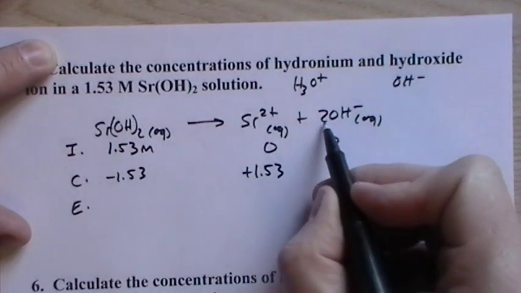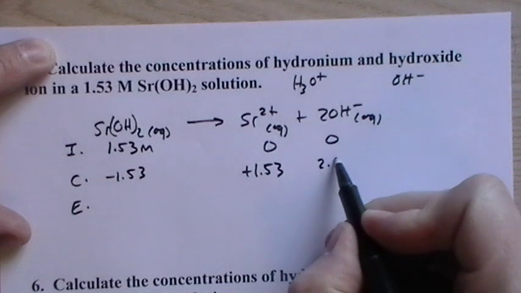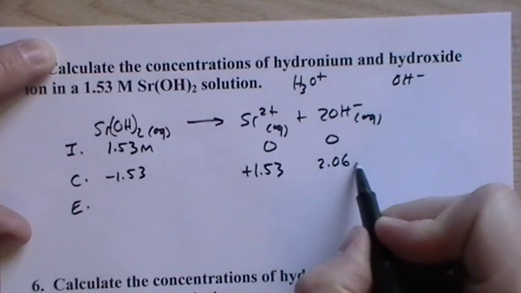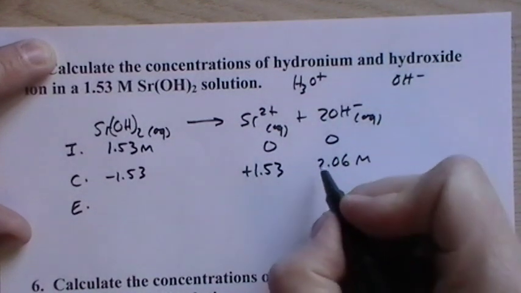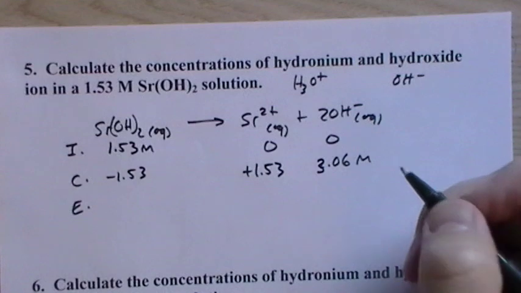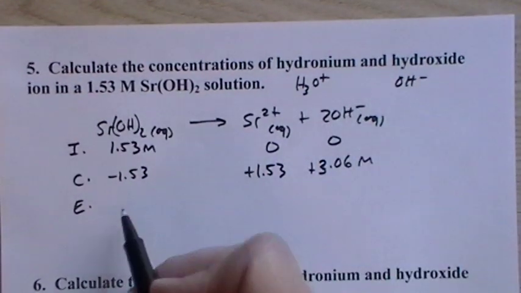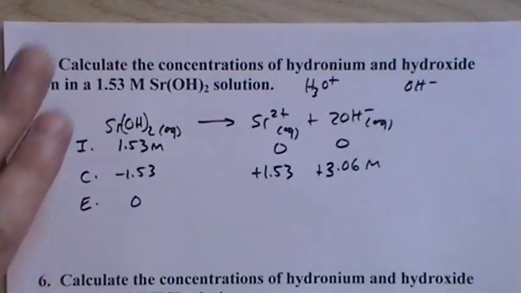Now, the big thing here is there's a 2, so that's going to become 3.06 molar. That seems right. Oh, 3.06, sorry. I thought there was something wrong there. So we're going to add 3.06. It's doubled. We've doubled the amount, and then this is 0. All the base gets used up. It's a strong base. That's what happens.